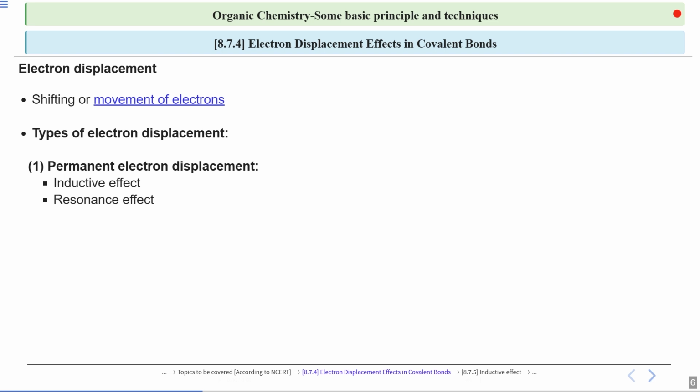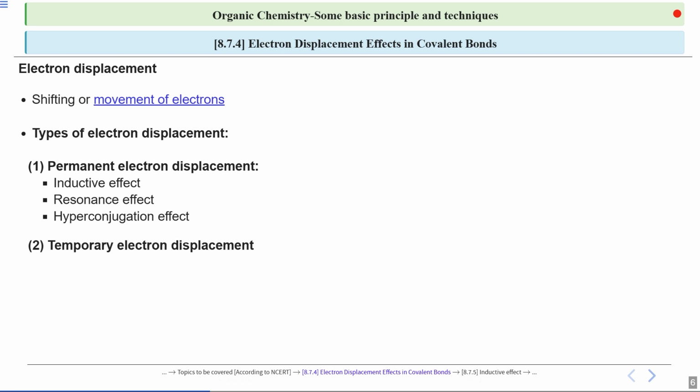Then we have the resonance effect, and lastly we have the hyperconjugation effect. We will talk about the resonance effect and hyperconjugation effect in the next class. We will only see the inductive effect today.